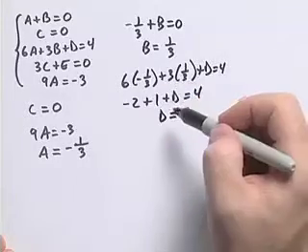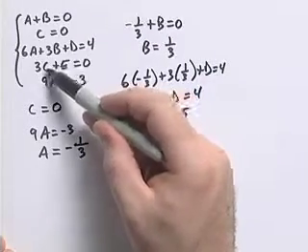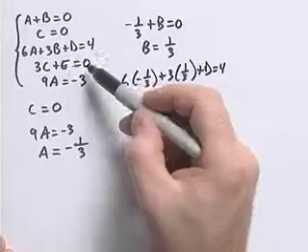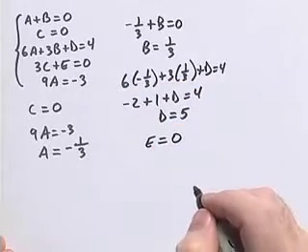So we have A, B, C, and D. We just need to know what E is. We know that C is equal to 0. And since 3C + E must also equal 0, we know that E has to equal 0.